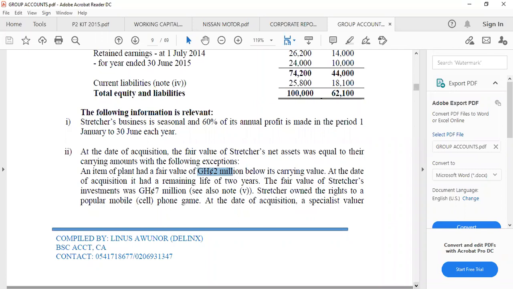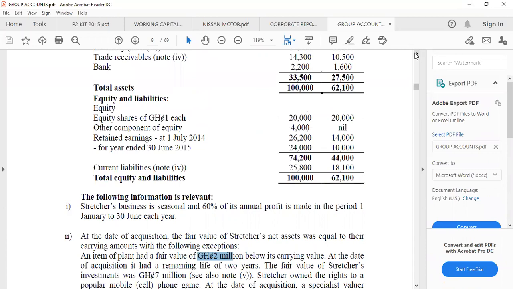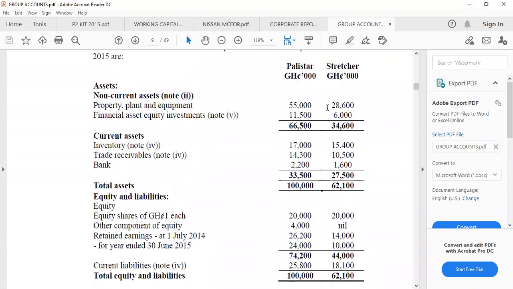The next one is what? Kafi, are you there? Yes, sir. The fair value of Stretcher's investment was 7 million. Let's look at that one first. The fair value of the Stretcher's investment was 7 million, isn't it? Yes. They are talking about a financial asset. What is the value of their financial asset? Stretcher.